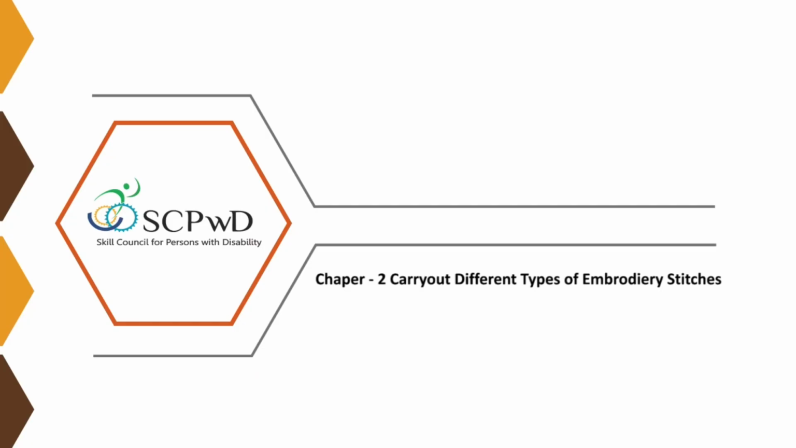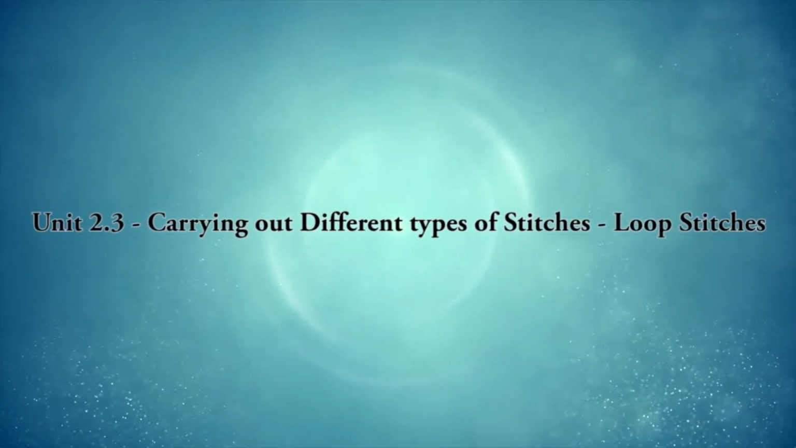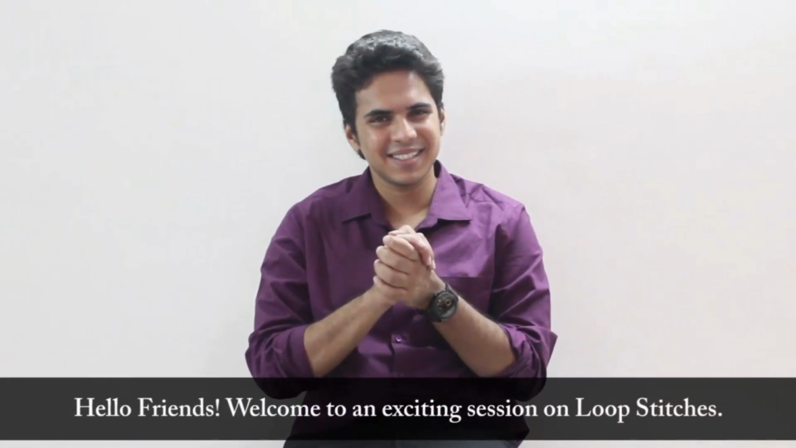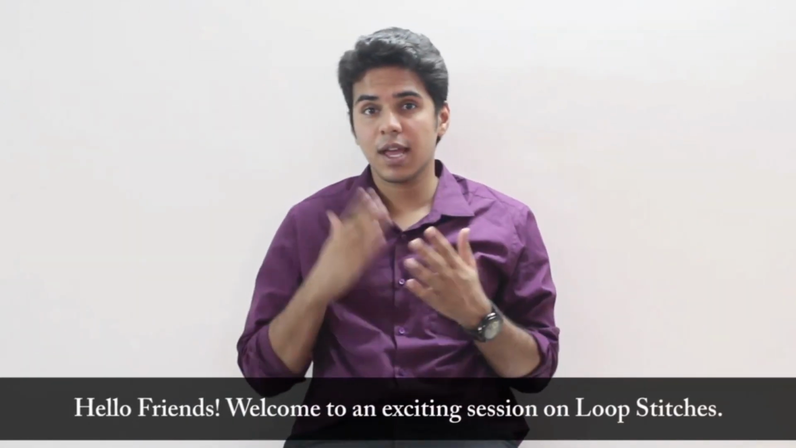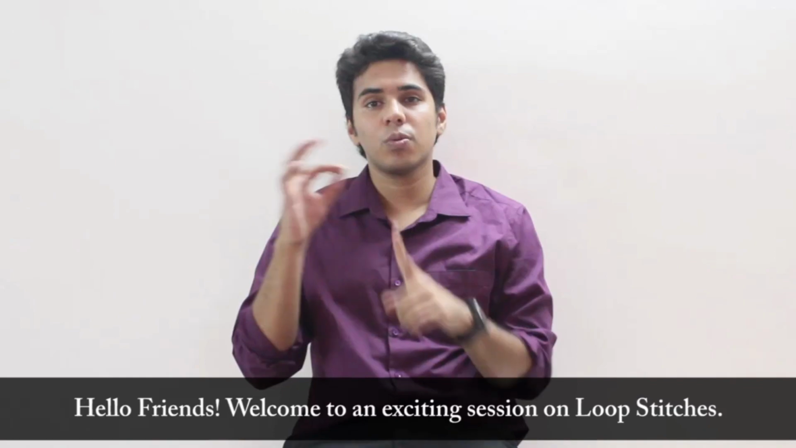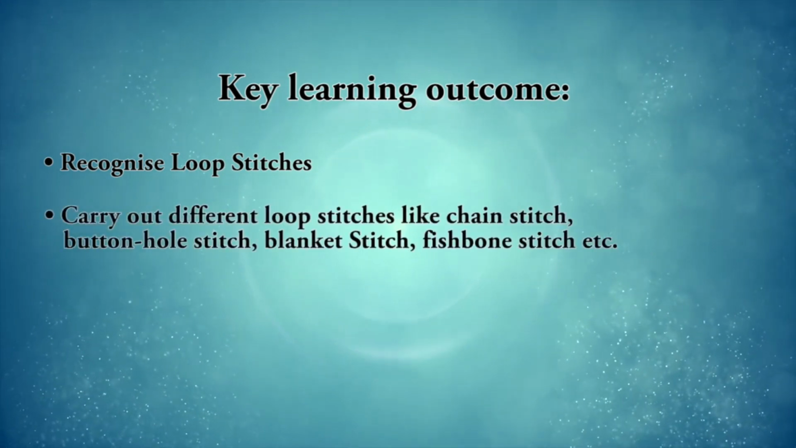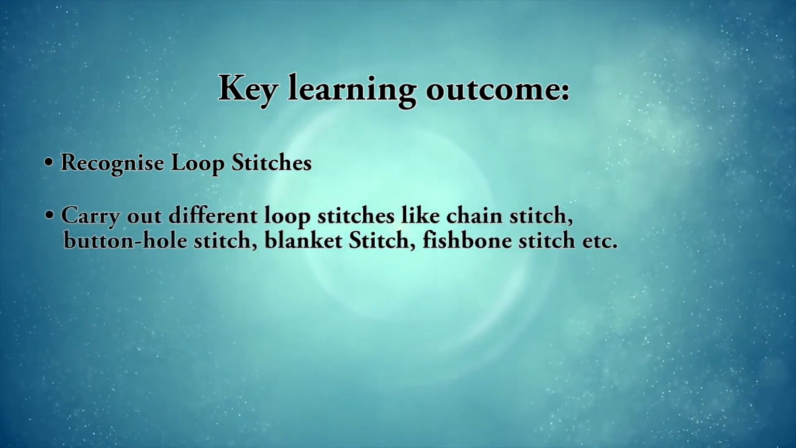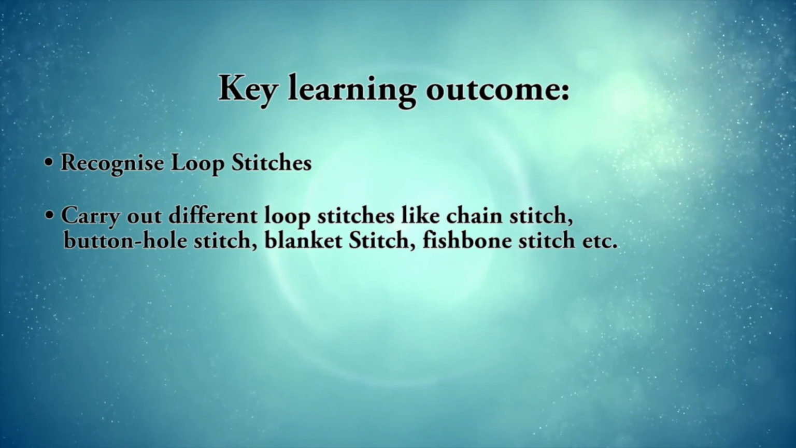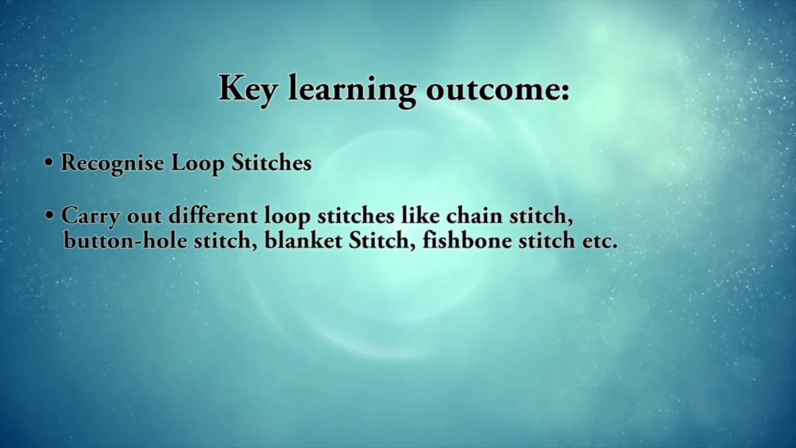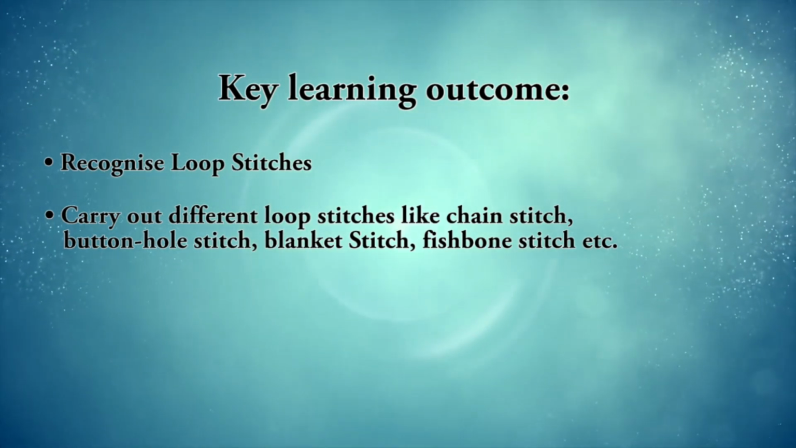Chapter 2: Carry out different types of embroidery stitches. Unit 2.3: Carrying out different types of stitches. Loop stitches. Hello friends, welcome to an exciting session on loop stitches. Key learning outcome: recognize loop stitches, carry out different loop stitches like chain stitch, buttonhole stitch, blanket stitch, fishbone stitch, etc.